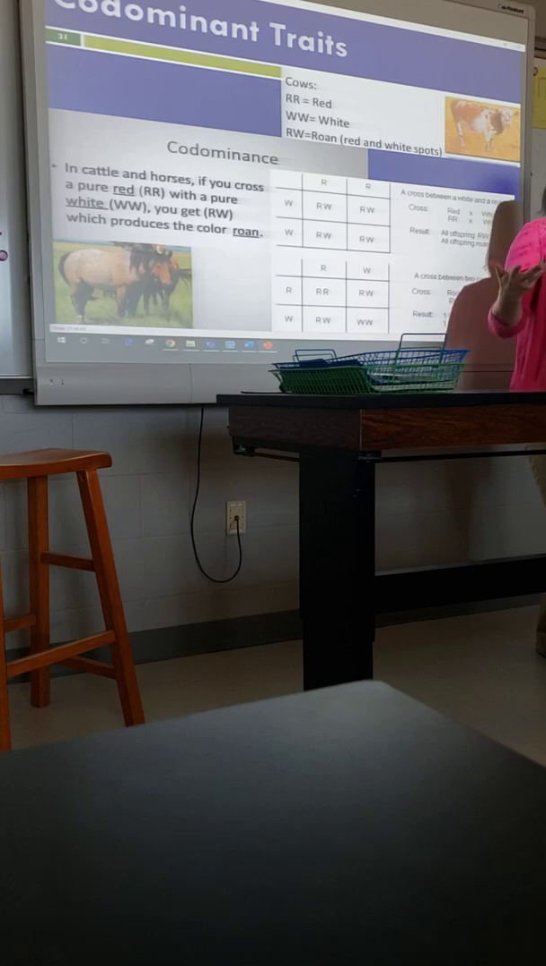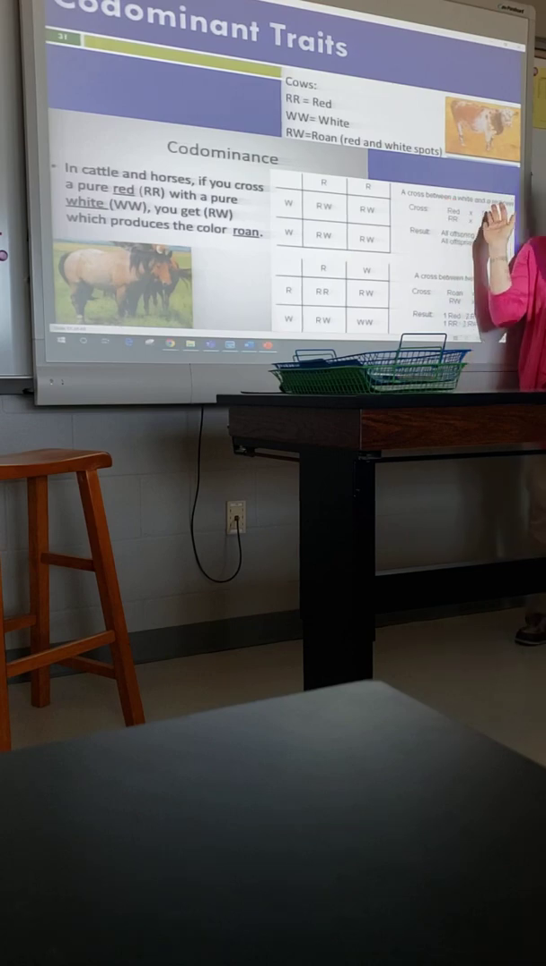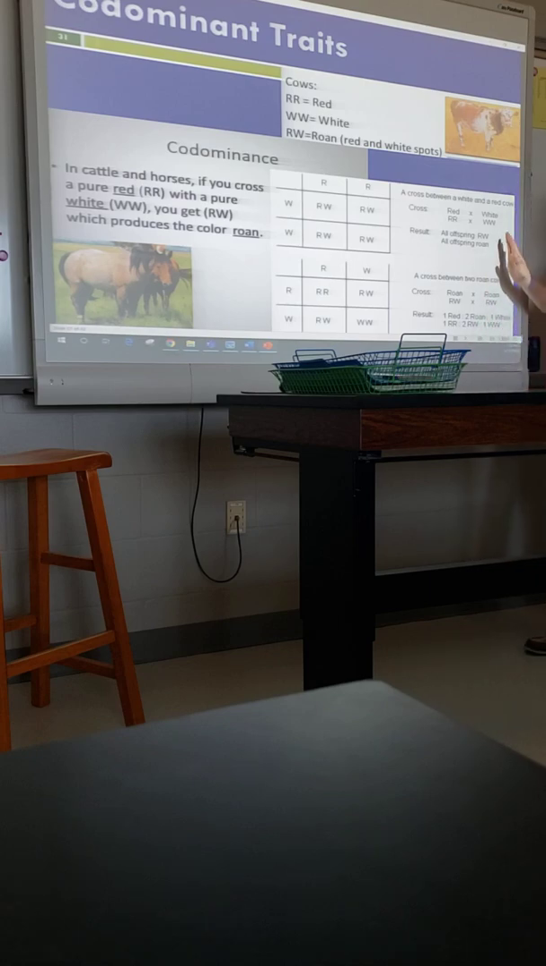But typically the letters will be given to you and you'll recognize, oh, I see a capital R and a capital W. That should trigger that you're going to be looking at something that's dealing with codominance. Okay, so basically this is like homozygous dominant times another homozygous dominant, right? Homo meaning the same, big R, big R, and then these two are the same, big W, big W.